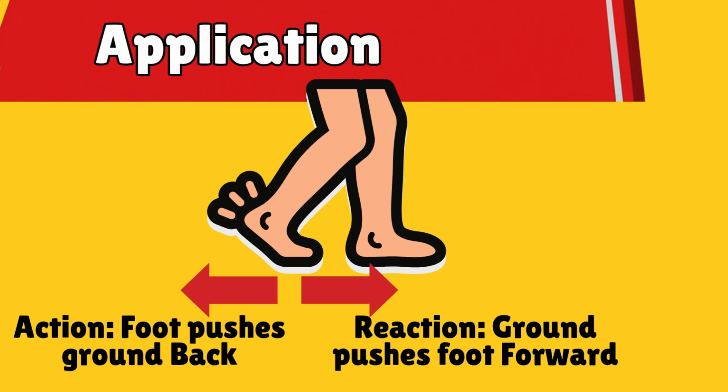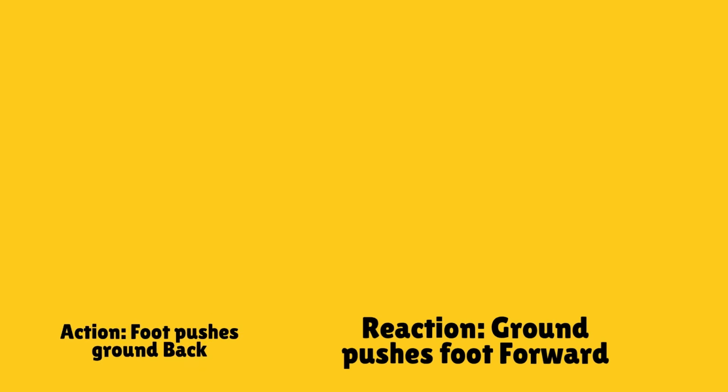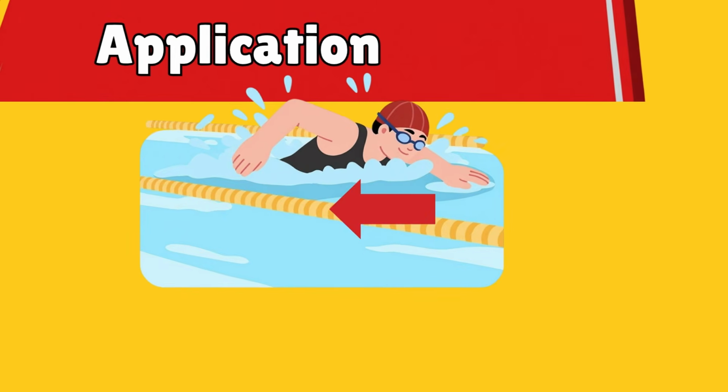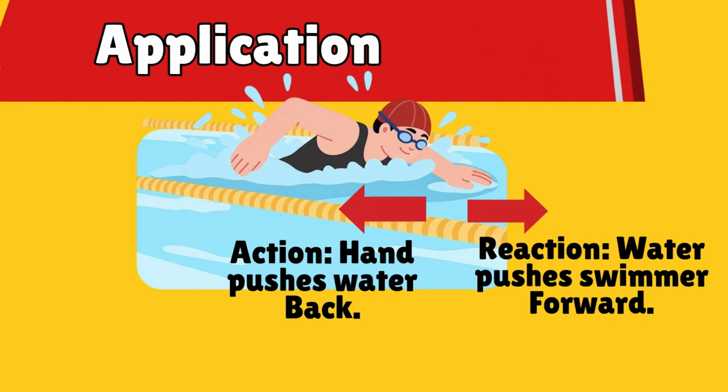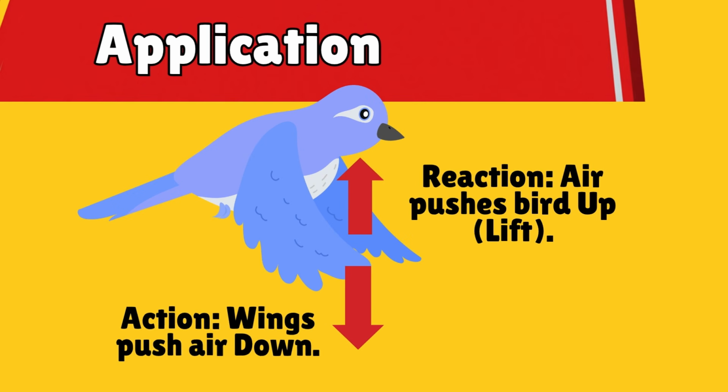For example, when you walk, the action is the foot pushes the ground backward, and the reaction is the ground pushes the foot forward. Another example is when you swim. The action is the hand pushes the water backward, and the reaction is the water pushes the swimmer forward. Another example is the flying of birds. The action is the wings push the air downward, and the reaction is the air pushes the bird up.